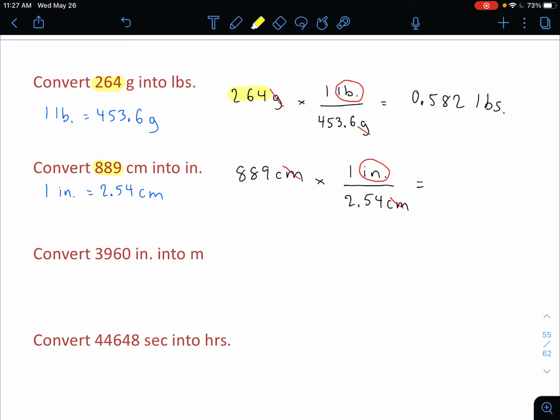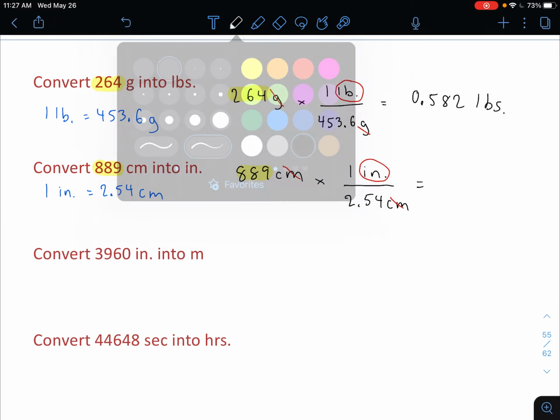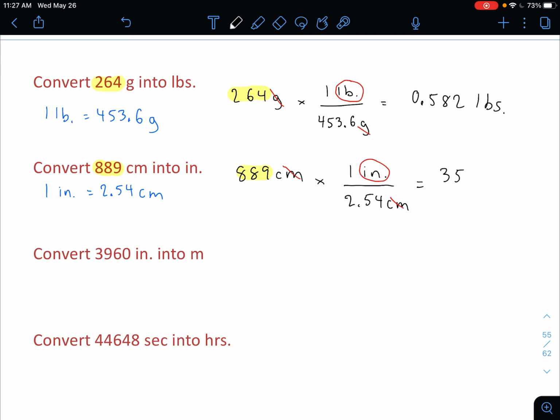350. Again, same thing with the significant figures, right? 889 has 3 significant figures. The conversion factor is infinitely significant. The value I got was 350 inches, but to report it as having 3 significant figures, I need to put a dot after the 0. Not a 0.0, just a dot. So then that would be 3 significant figures, the 3, the 5, and the 0.